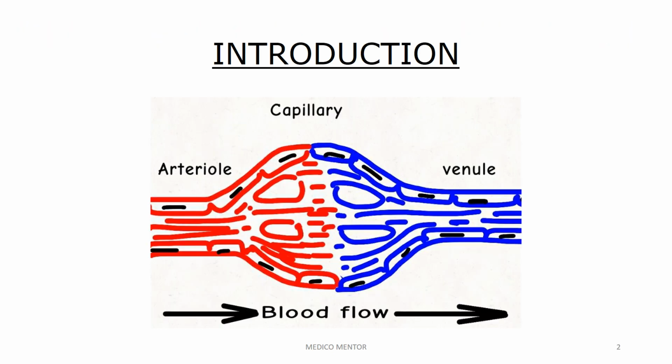This is a picture that shows the arteriole, capillary, and venule lined by flattened squamous epithelium cells, which are also called endothelium cells. The arteriole has more oxygenated blood in comparison to the venule, and the capillary has both the oxygenated as well as the deoxygenated blood.